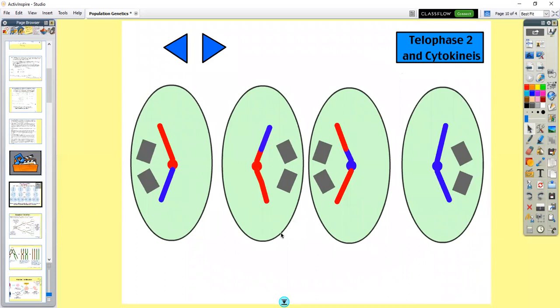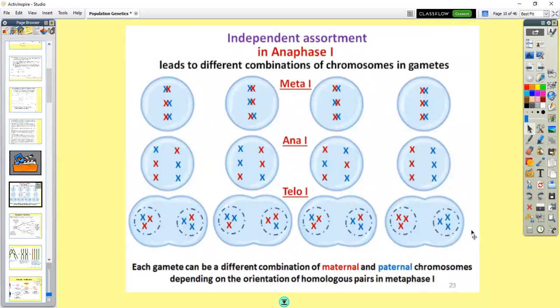Okay, so as I mentioned there, independent assortment during metaphase 1 or anaphase 1 of meiosis. You can just see if the blues were female, they would have come from the mother, the reds would have come from the father. There's different permutations in terms of how these would line up. Okay, and if you think of 46 chromosomes, there are many permutations in terms of how each pair of homologous chromosomes will line up, and then when they separate, that will lead to variation, as you can see there.